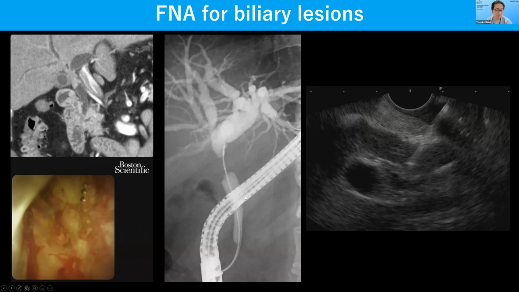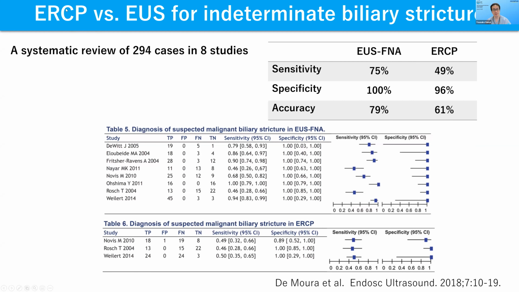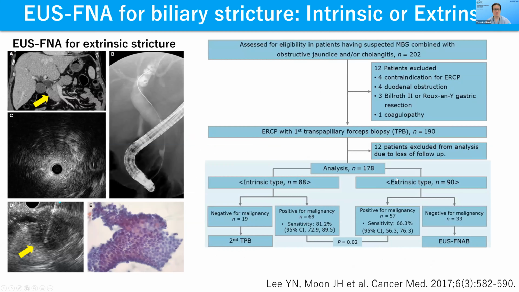I will talk about biliary stricture shortly. There are two options, ERCP biopsy or brushing, or EUS FNA. If you compare EUS FNA and ERCP, in the report, the sensitivity was higher in EUS FNA. However, we must consider the nature of the stricture. If it's an intrinsic stricture like cholangiocarcinoma, we should perform ERCP. But if it's extrinsic like pancreatic cancer obstruction or lymph node metastasis, we may prefer EUS FNA.